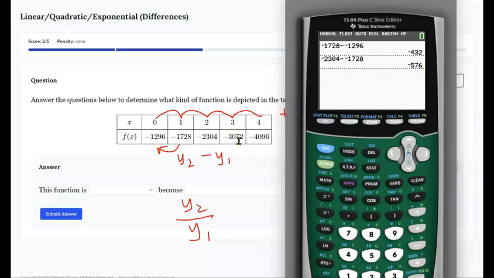We'll try this again with the fourth value. Negative 3072 subtract negative 2304. So I definitely do not have a common first difference.